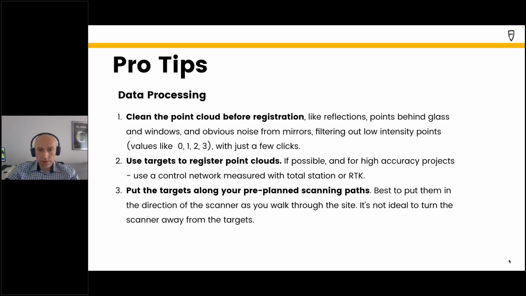Okay, next one. Divide the project into smaller areas with big overlaps. Redundancy can save your project. And last but not least, I advise using a control network, ground points or checkerboards, some call them chessboards, on walls. Perfect if they are measured with a total station.